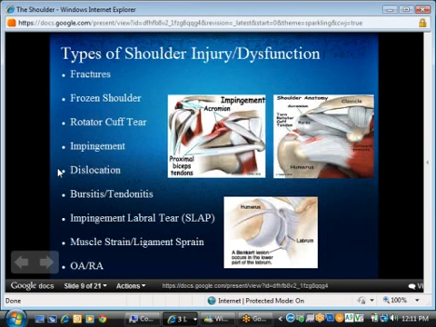Okay, types of shoulder injury and dysfunction. The fracture. You guys know, a fracture is a broken bone. Usually it occurs as a result of direct injury, such as a fall down, or a direct blow to the shoulder. The main symptom of a fracture is severe, constant pain in the local area of the shoulder, and your skin color turns red, with swelling.